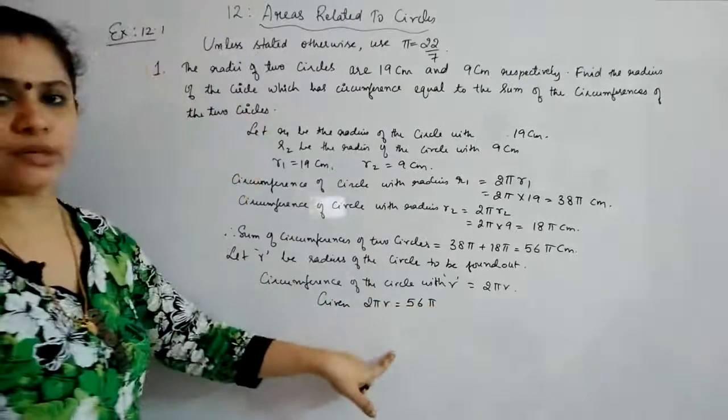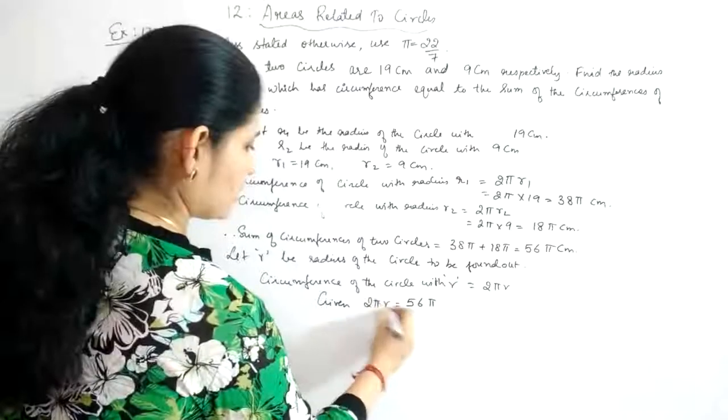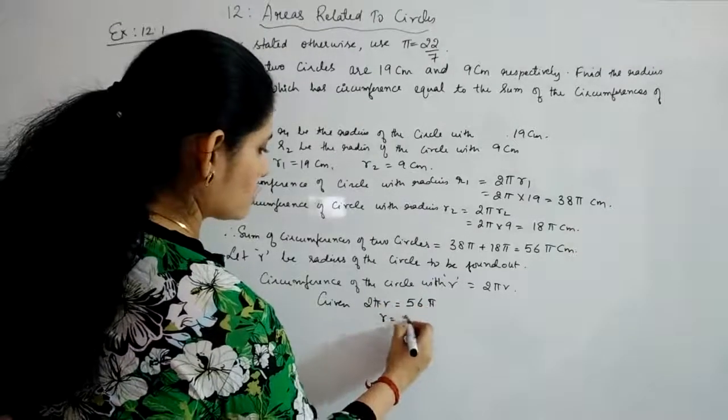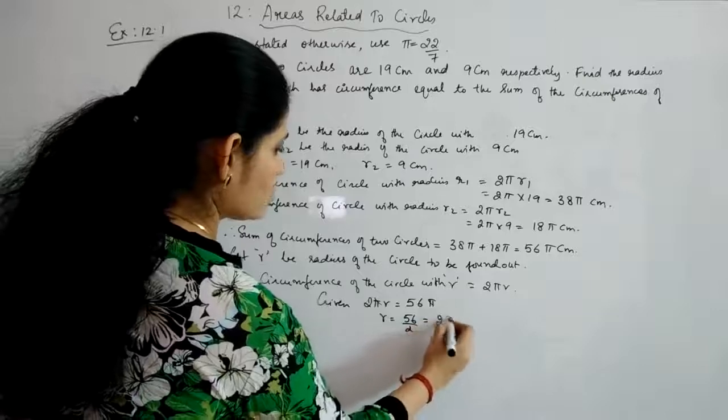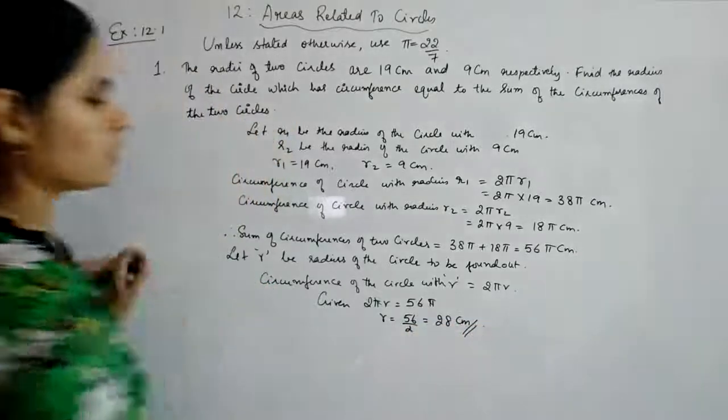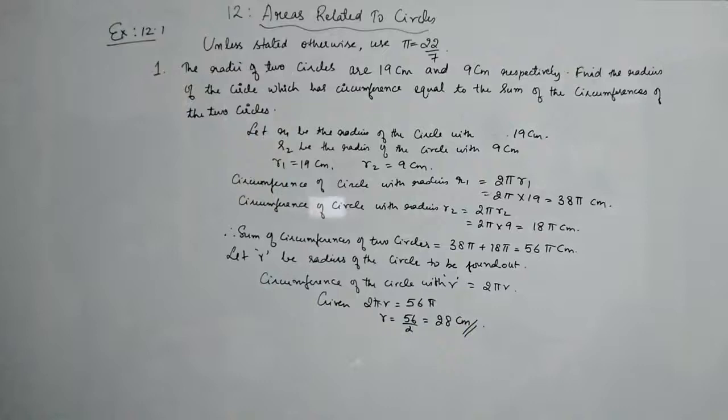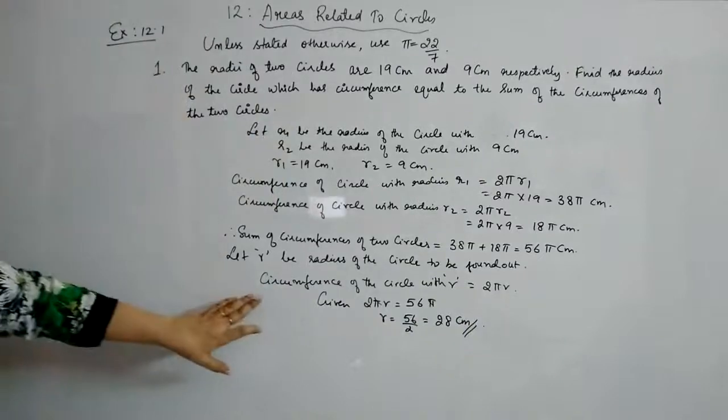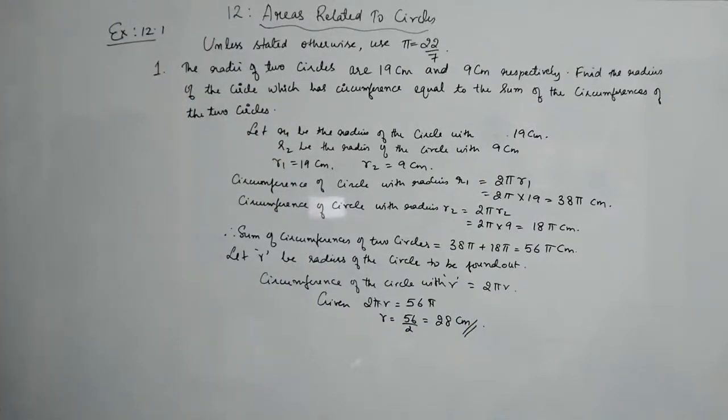Now from this you can find out what r is equal to. You will get pi cancelled and r is equal to 56 by 2, which is equal to 28 centimeters. Therefore the radius of the circle which you have to find out, whose circumference should be the sum of the circumferences of the other two circles, is 28 centimeters.